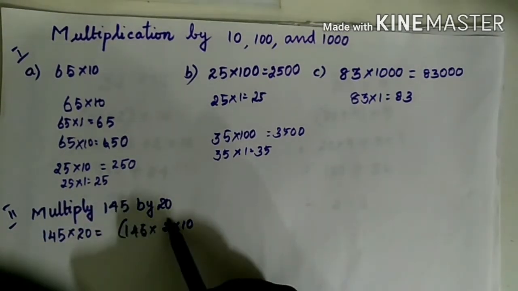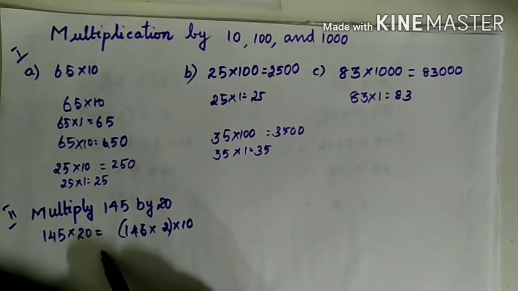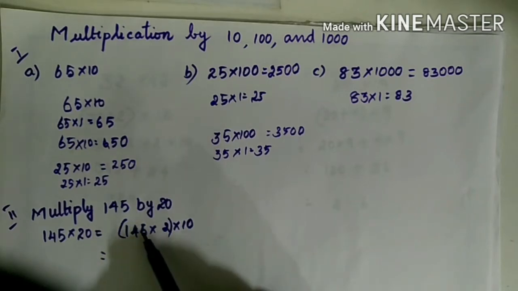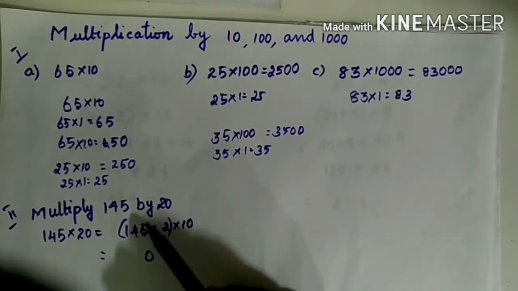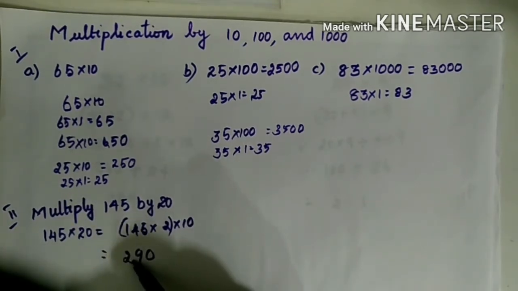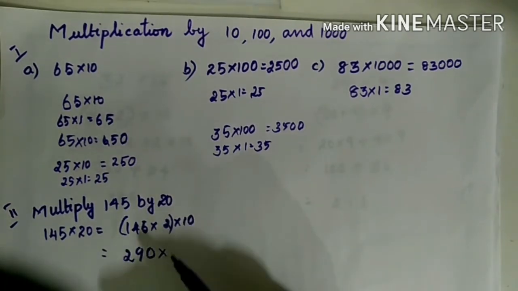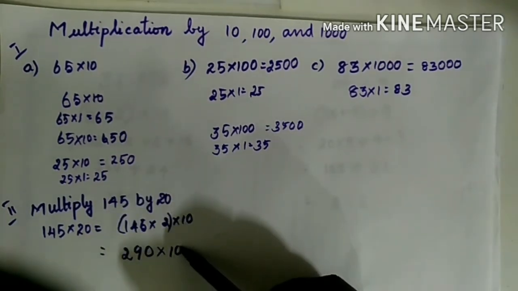Now you are going to group it. 145 into 2. Okay. So first you group it. Then what you are going to do is just multiply this number alone. So 5 2s are 10, 0 carry over 1, 4 2s are 8 plus 1, 9, 2 1s are 2. That's all. Next what step? Is it clear?